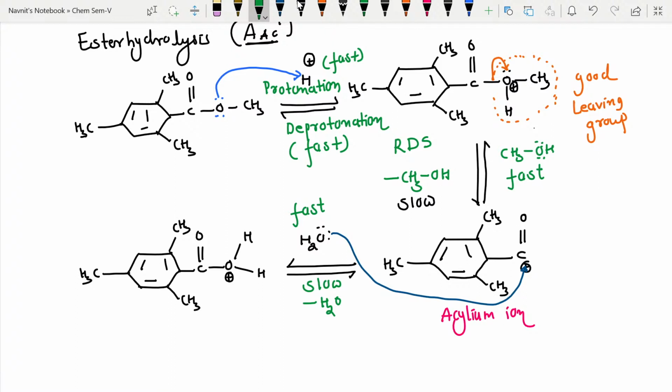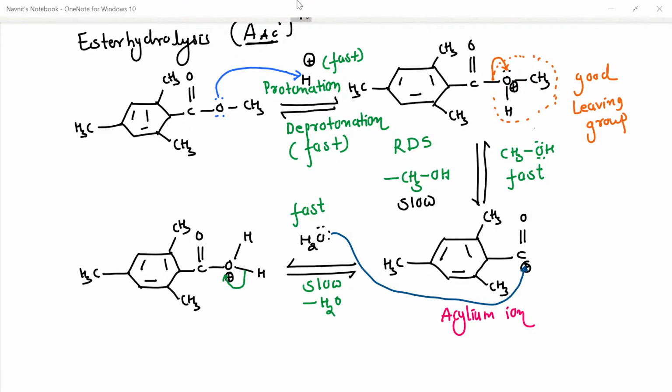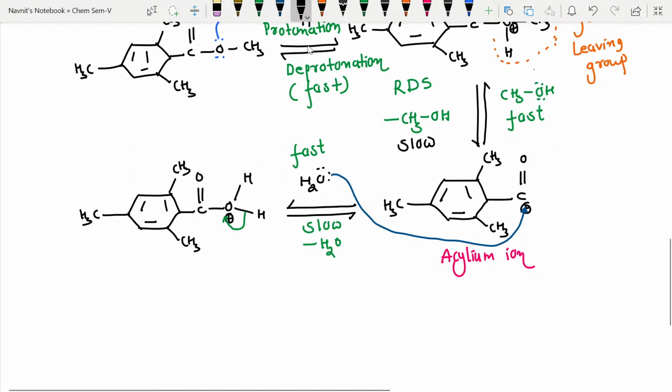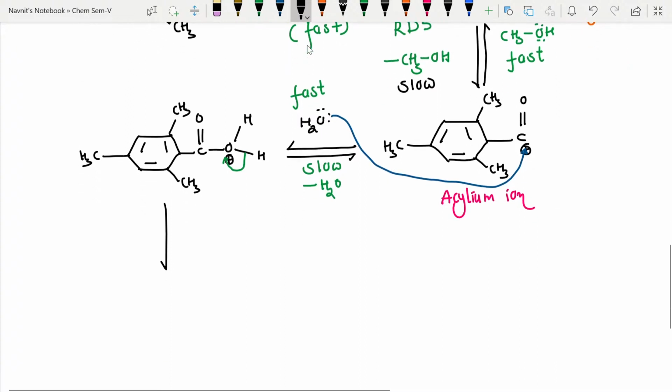Is it clear? Is there any doubt till now? Okay, fine. And in the last step, what happened? The positive charge of this oxygen gets neutralized by elimination of the proton. So the last step is a deprotonation step. And what do we get? Acid.